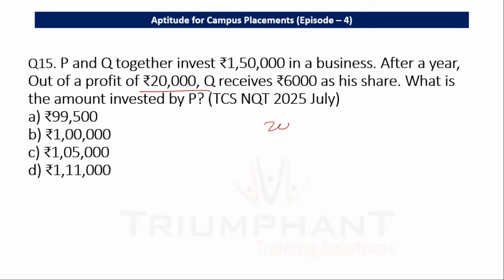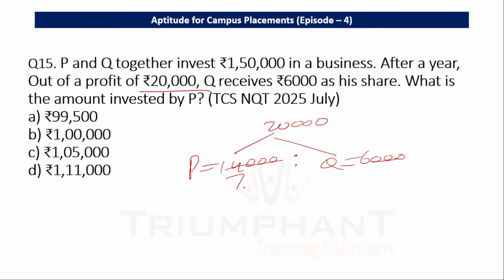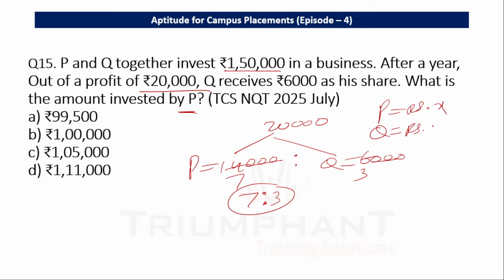As the total profit is 20,000, given Q receives 6,000, then P's share is 14,000. So therefore the ratio of their shares is 7:3. As the ratio of the shares is 7:3, their investments also should be in the ratio 7:3. We know the total investment is 1,50,000. In that, we are asked to find P's investment. I am assuming that P invested X rupees in the business, then Q invested the remaining 1,50,000 minus X rupees.